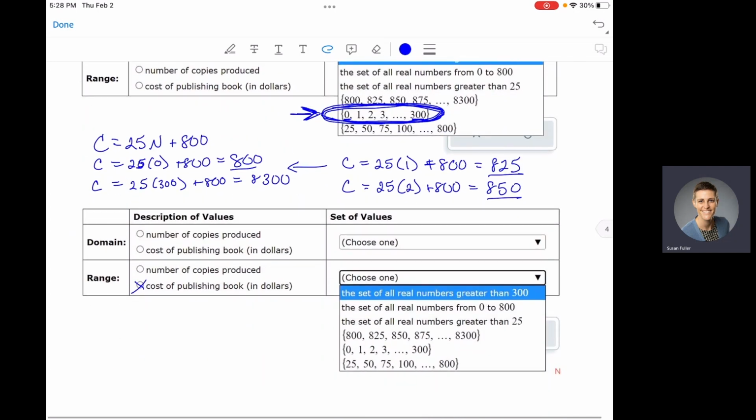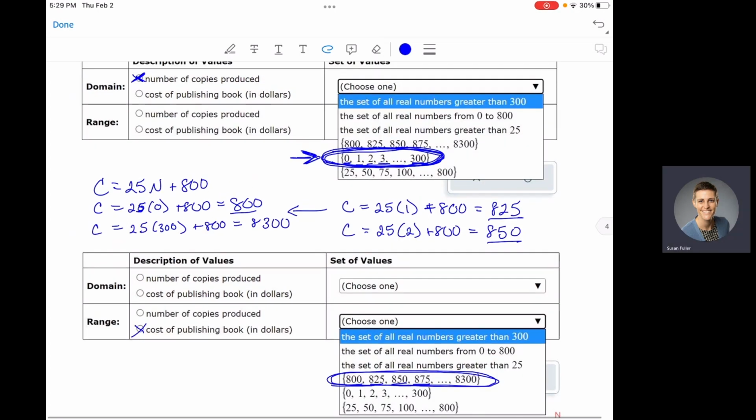And so when we come down here to choosing the range from the drop-down menu, you'll notice that here is the correct answer. We're going to get everything between 800 and 8,300 that are steps of 25. And that's just because when we start plugging in our domain elements, we aren't going to get every number. We're just going to get steps of 25 because each additional book is going to cost us 25 bucks to make.